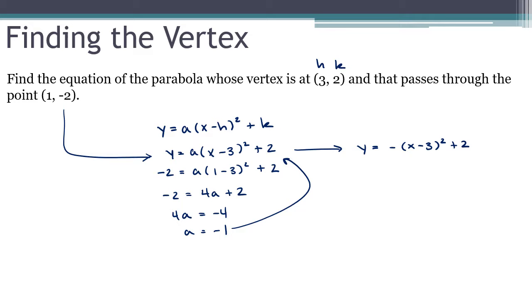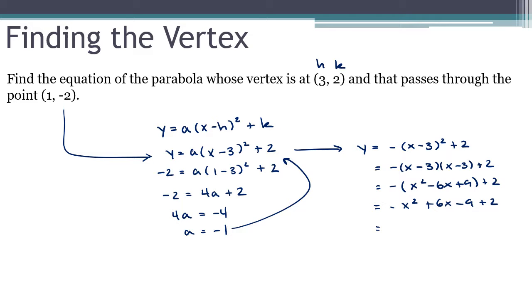And you could arguably leave it there. That's a reasonable answer. Your professor, or whatever software program you're using in class, may expect you to multiply this out, and okay, we can do that. This is -(x minus 3) times (x minus 3) plus 2. Be really careful of that negative sign. (x squared minus 6x plus 9). Now distribute it. -x squared plus 6x minus 9, still plus 2. And combine those two like terms. -x squared plus 6x minus 7. And that's it. All right, there's my equation.